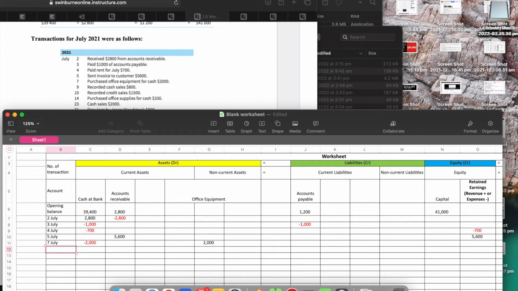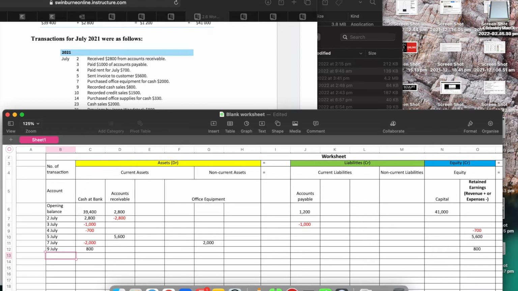Okay. 9th of July. Recorded cash sales of $800. Okay. Cash sales, money coming in the door, and it's cash, so it's happening straight away. We've recorded some sales that, yay, that's revenue, and yay, that's cash coming in the bank. That's a pretty easy one.